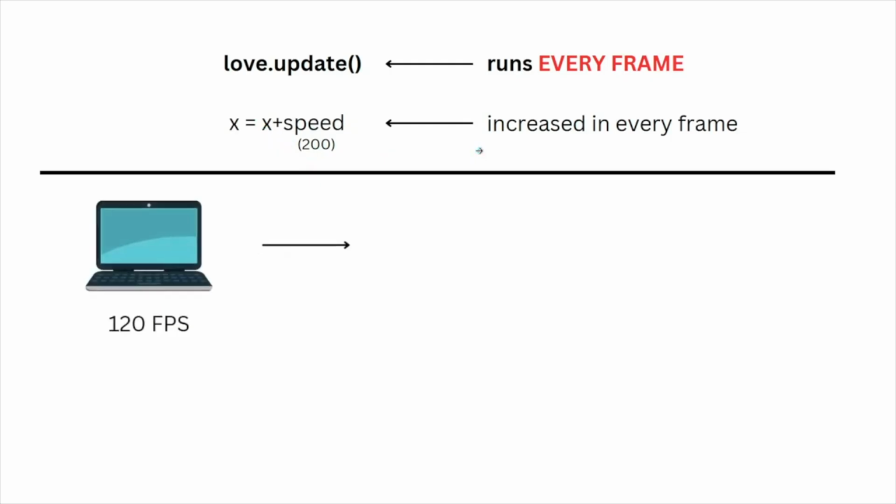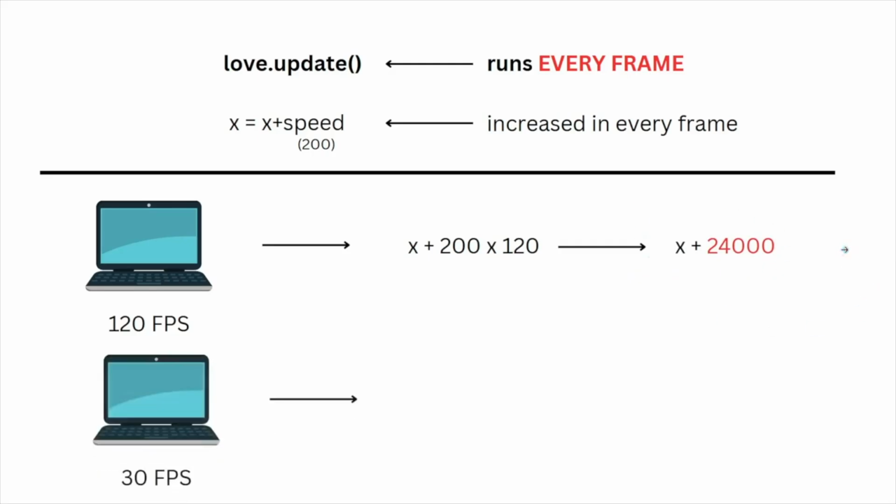So on a computer running a game at 120 fps, the speed value is added onto our x value a total of 120 times. So the x value will be increased by 24,000 each second. Now this is still a lot, but this is not the point.